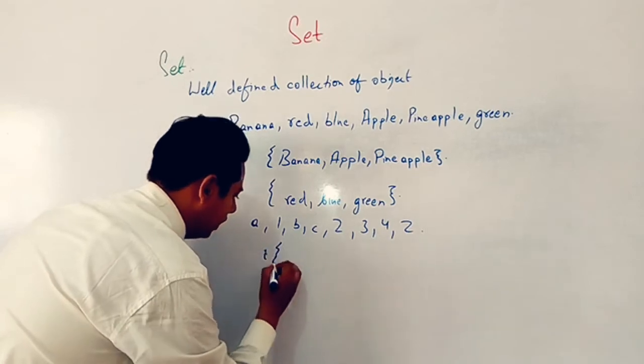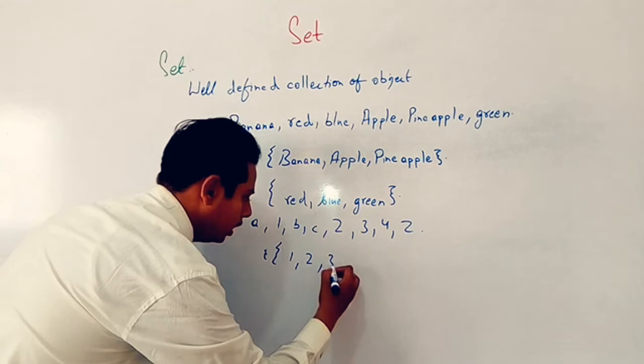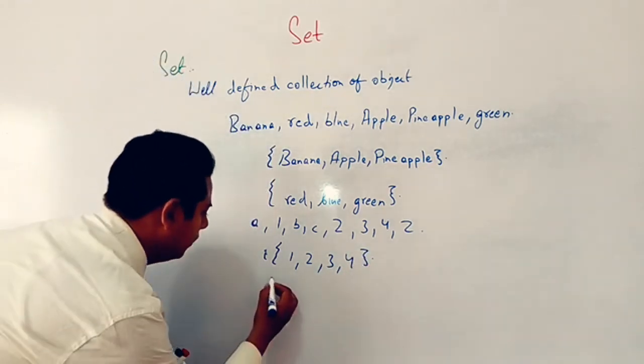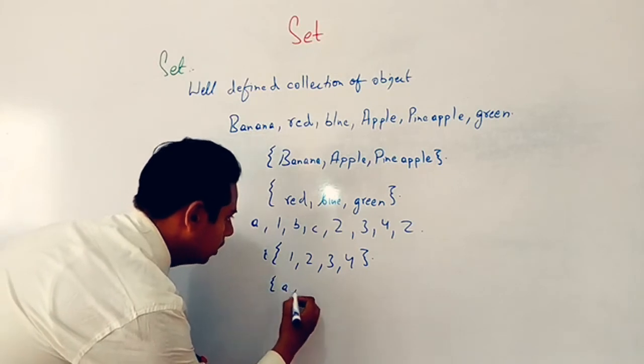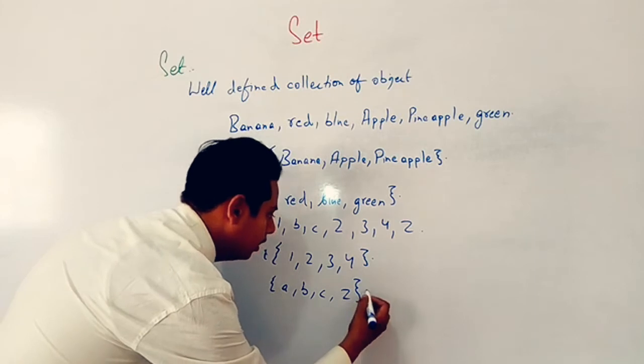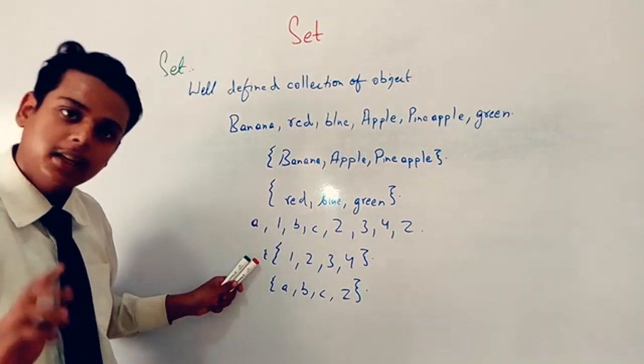One set I have made 1, 2, 3 and 4. The set of the numbers. And second one I have made A, B, C and Z. This one set is also well defined, means in this set only the numbers are there.